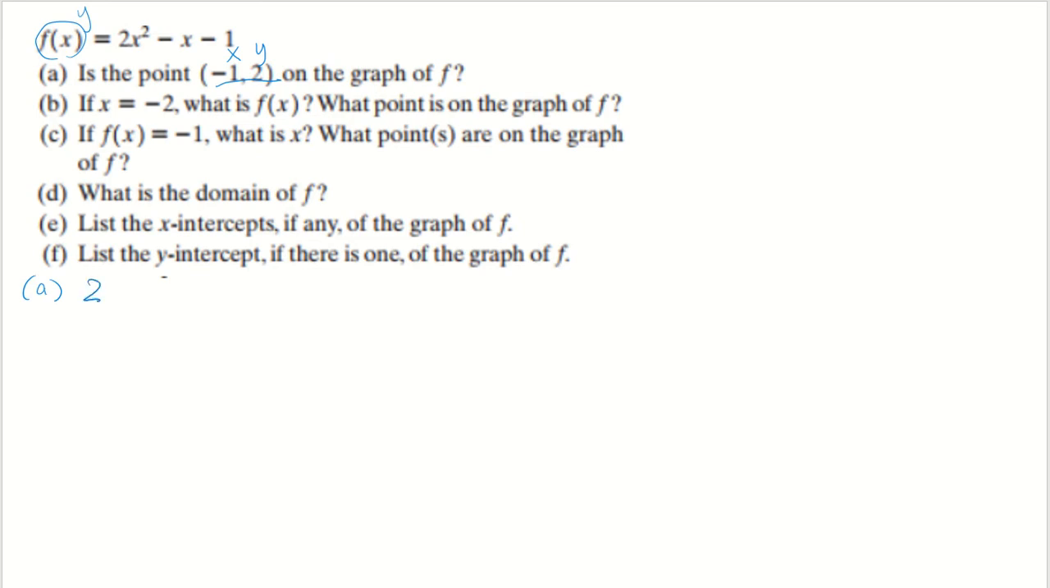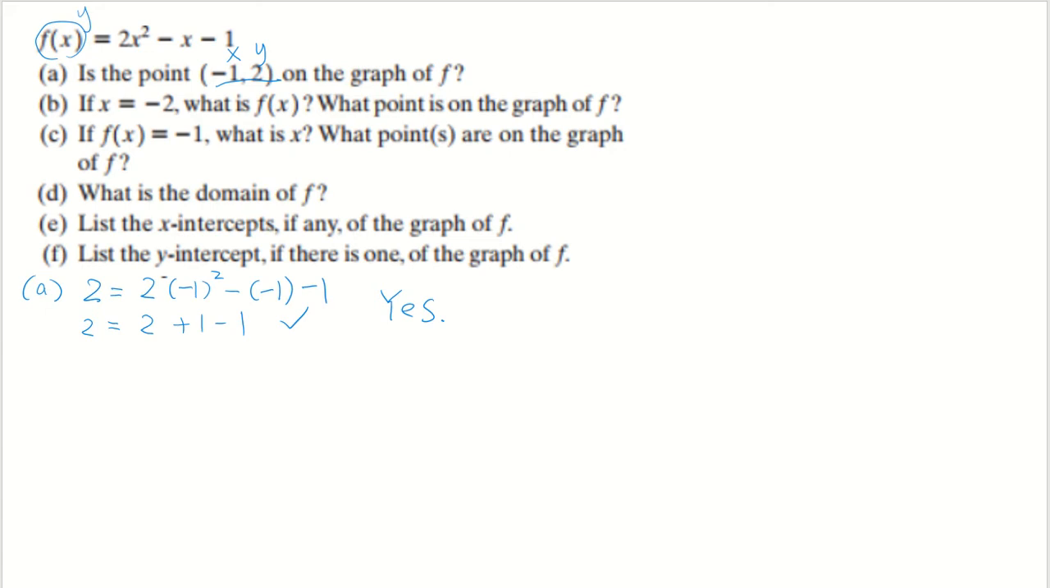So y, which is 2, equals 2 times x, which is -1, squared, minus x, which is -1, minus 1. Let's just check real quick. On the left side is 2. On the right side is 2 times 1, which is 2, plus 1 minus 1. Which is true, right? So that means this point (-1, 2) is on the graph. So I will answer yes to problem A.